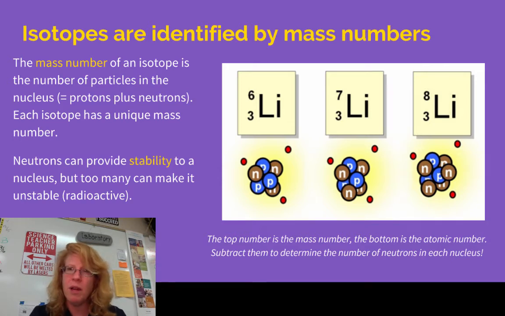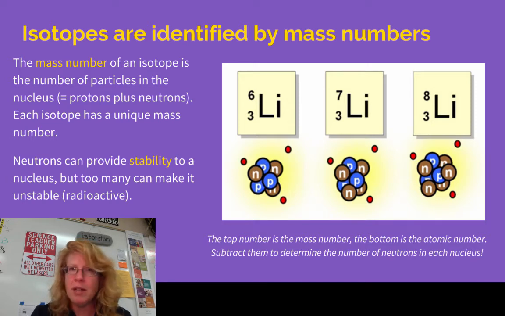Neutrons are kind of weird. They don't have any charge. And so it took a long time to figure out what they did. What we now understand a little bit about them is that neutrons give some stability to the nucleus. I'm sure you've heard the phrase opposites attract. Well, the other side of that coin is that like charges repel.